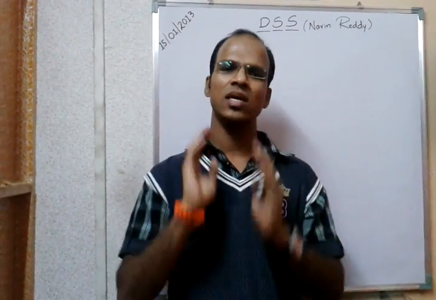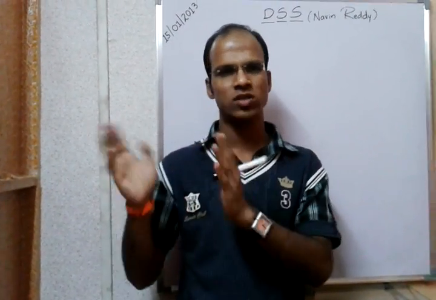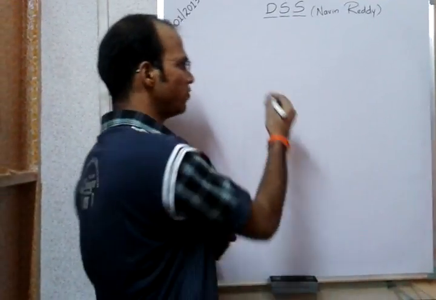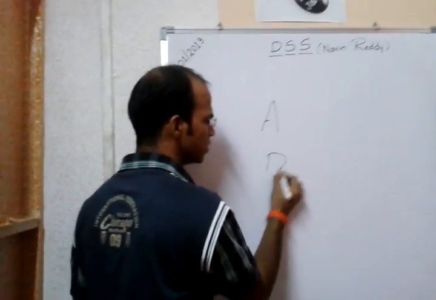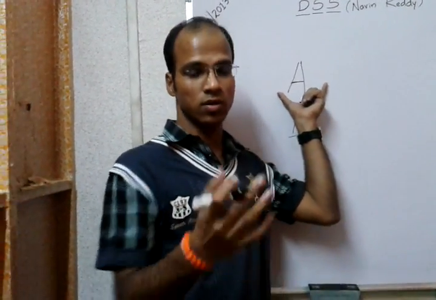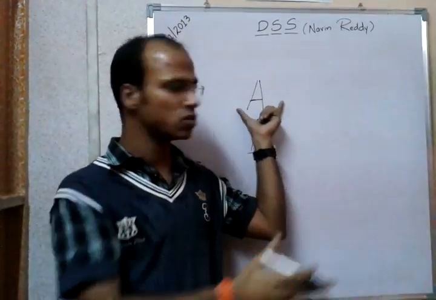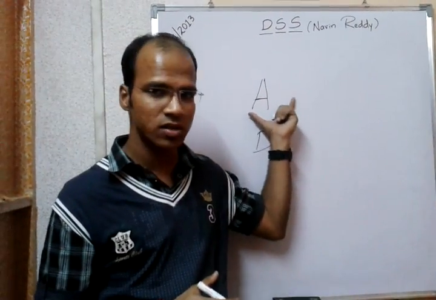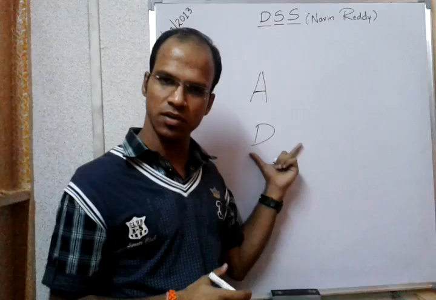Now, these signals are of two types. One is analog signals, second is digital signals. So you have two types: one is analog, second is digital. Till the last generation we were dealing with analog signals. Now we are dealing with digital signals.